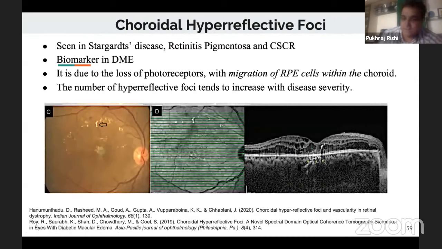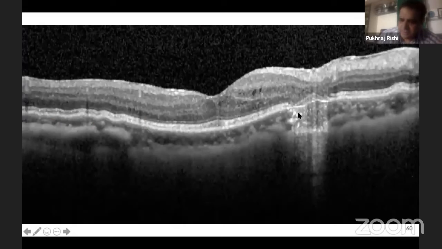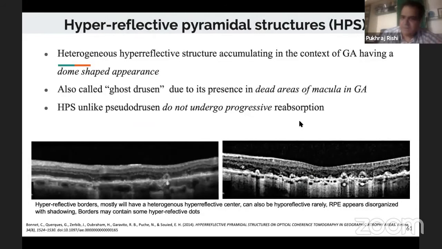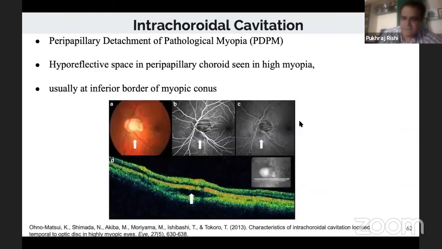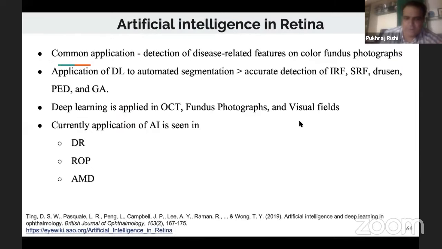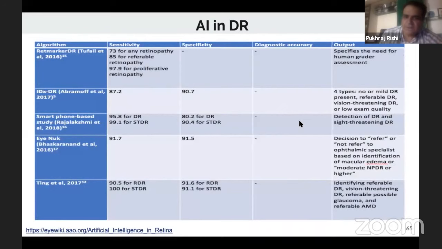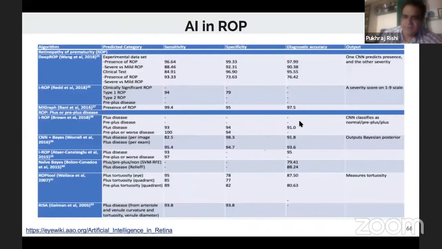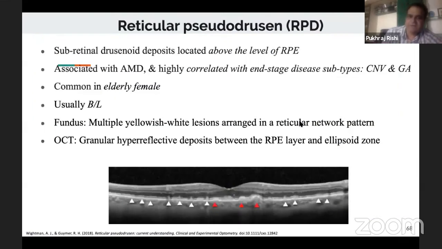findings, choroidal hyperreflective foci. Here you can see there is a geographic atrophy, and the RPE migrates into the choroid and is shown as hyperreflective dot echoes. So there are also hyperreflective pyramidal structures. Its importance is not very well understood, but they are known to be non-progressive and occur in the areas of geographic atrophy. So intrachoroidal cavitation is associated with myopia, and it is at the inferior border of the myopic conus. So there are several algorithms to detect diabetic retinopathy, ROP, and AMD with artificial intelligence, and also detect their progression, as Dr. Muna has covered in her talk.